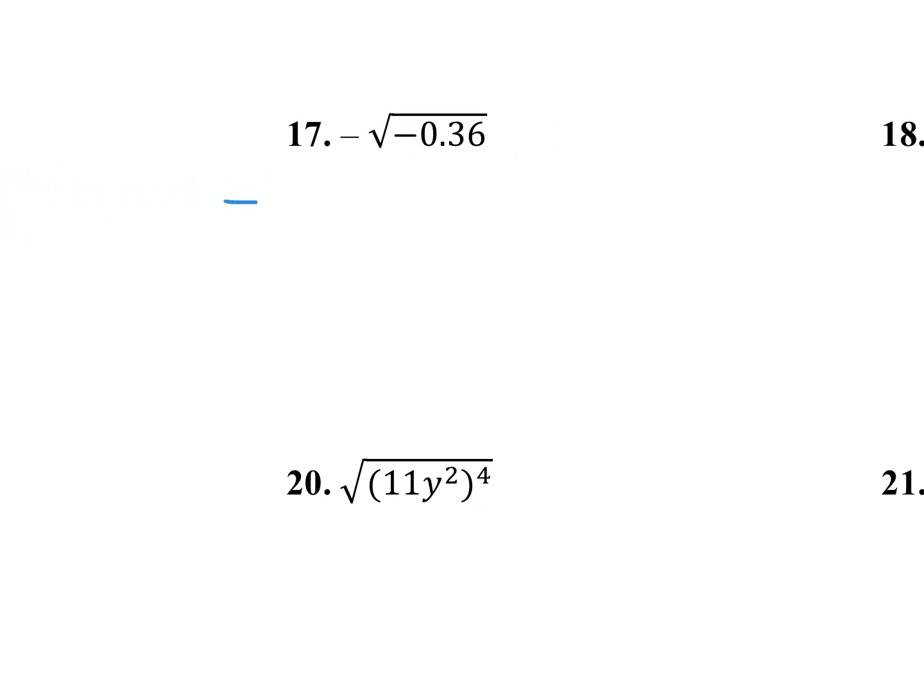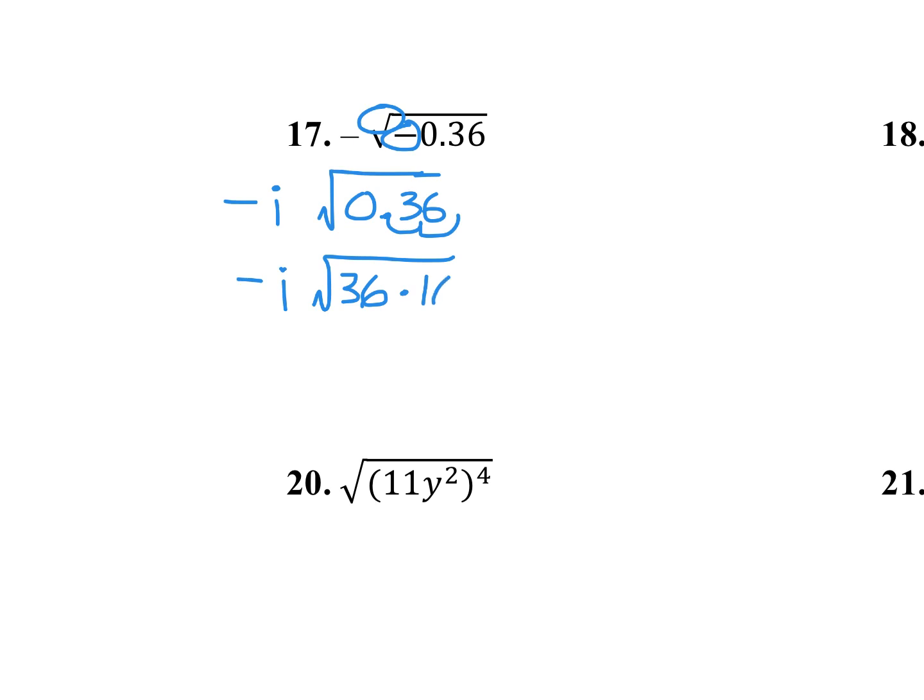Right, for 17, I notice we have an even index this time, so when I take the square root of the negative part, that's i. Right, so now I don't have that negative to deal with. Some of you can just look at it and think, okay, that's 0.6. If it's not that easy for you, let's change it to 36, because we do know the square root of that. To turn 0.36 into 36, we had to move the decimal twice.